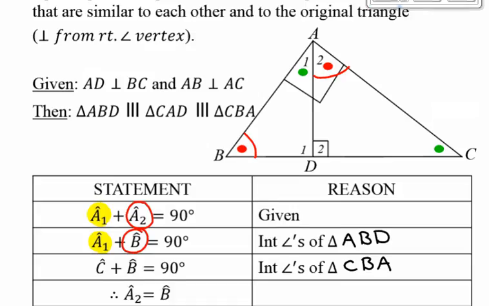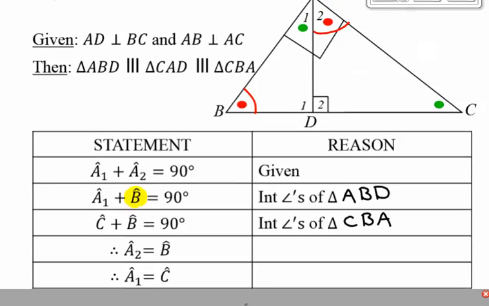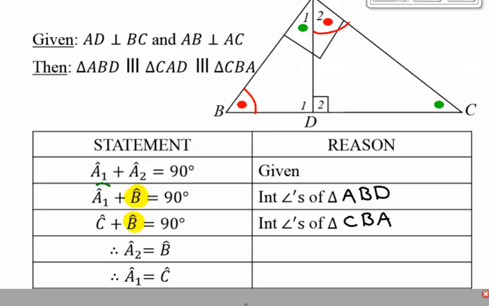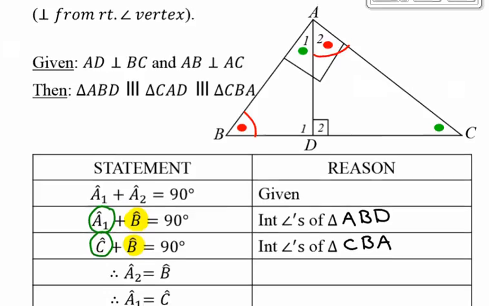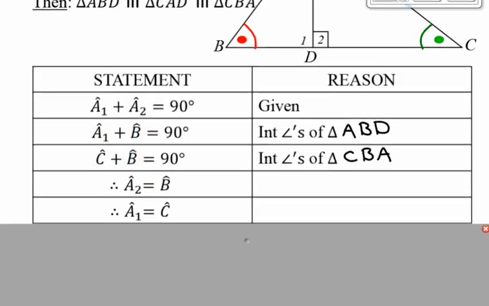Now we can also make similar conclusions with the next two statements. Let me rub this out so we can make a new conclusion. I've got A1 plus B is 90 and C plus B is 90. Therefore, the conclusion that I can make is that in fact A1 and C must be equal. That's why they've been marked off here in the same color. A1 is equal to angle C. Great. So we've established some angles to be equal.